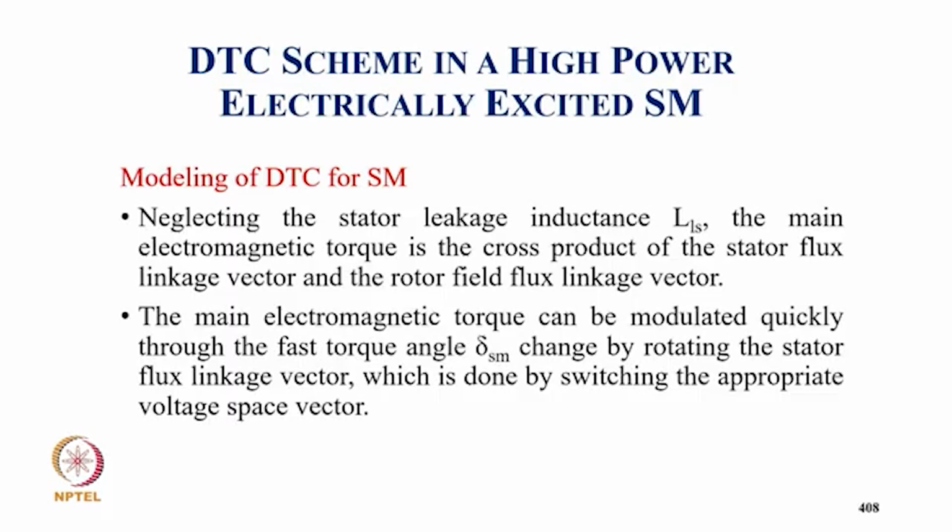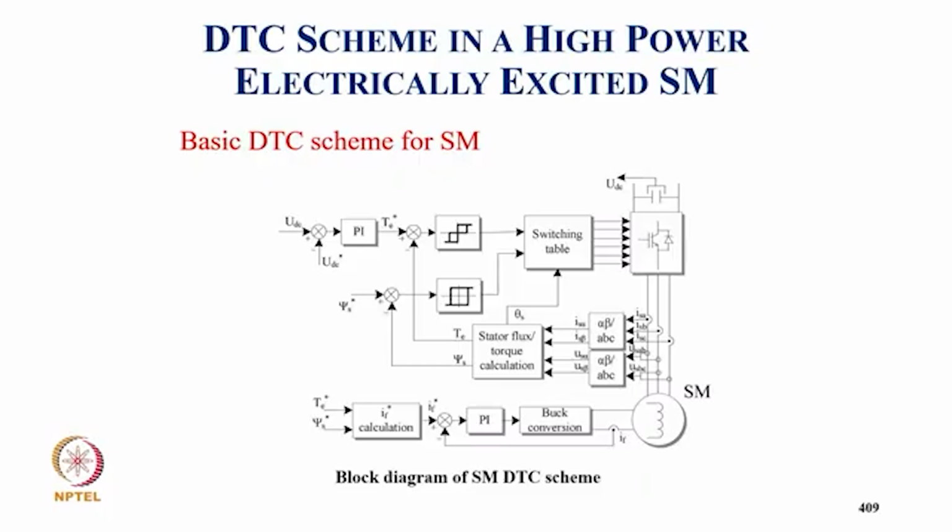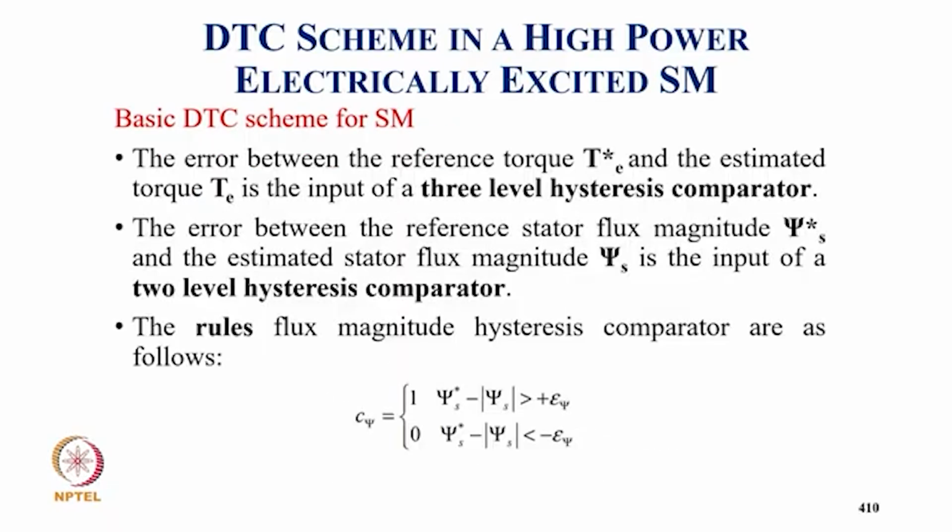So coming to modeling of DTC for the synchronous motor, neglecting the stator leakage inductance LRS, the main electromagnetic torque is the cross product of the stator flux linkage vector and the rotor flux linkage vector. The main electromagnetic torque can be modulated quickly through fast torque angle delta change by controlling the flux vector, which is done by switching the appropriate voltage space vector. And the basic DTC block diagram for the typical VSI based drive with the 3-level torque and 2-level flux controllers, and of course here we have the field current with the torque and flux estimation, reference field current.